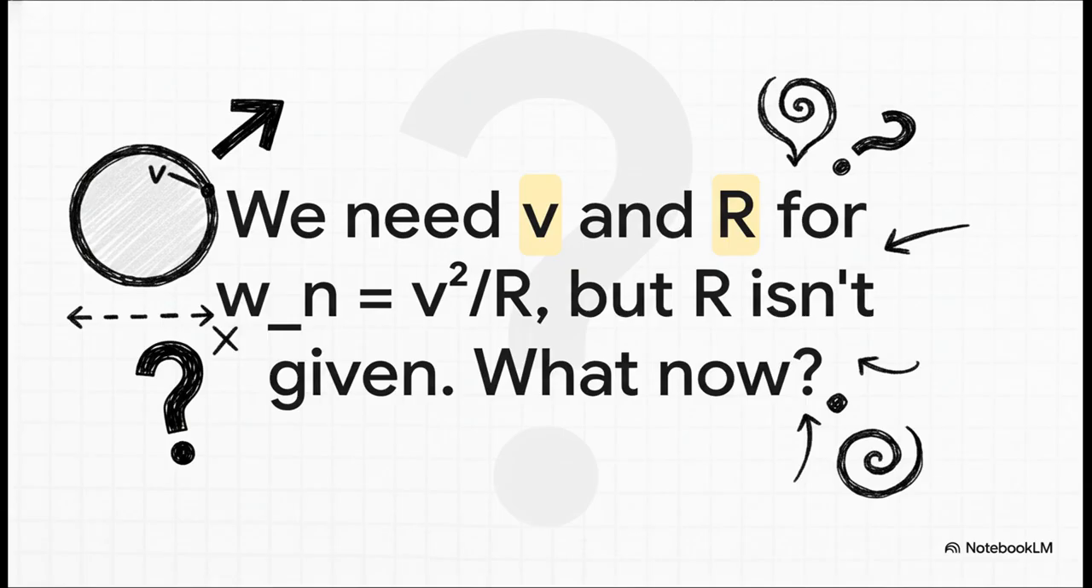But hang on a second. Go back and read the problem again. Do you see a radius anywhere? Nope, it's not there. It feels like we're stuck, right? How can we solve this if we're missing a variable?